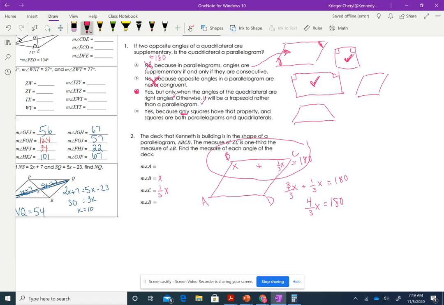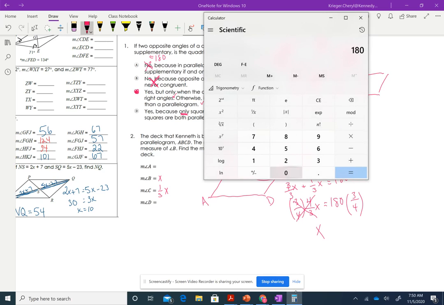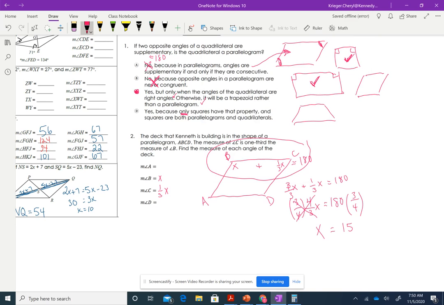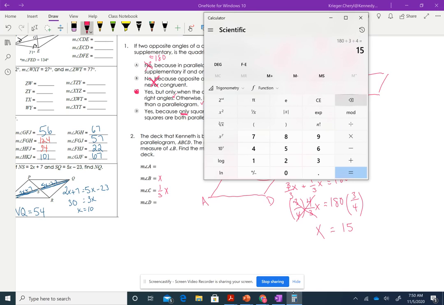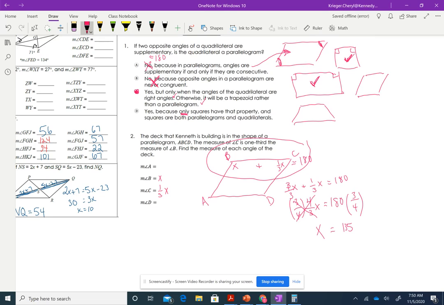And then to eliminate the fraction, I have to multiply by the reciprocal on both sides. So I'm going to multiply by 3/4 on both sides and get x equals 180 times 3 divided by 4. So let's do that. 180 times 3 divided by 4 is 15. That seems small. That doesn't seem right. Oh, because I divided twice. Let's try this again. 180 times 3 divided by 4. 135. Okay. Sorry about that, guys. So if x is 135, that sounds a little bit better.